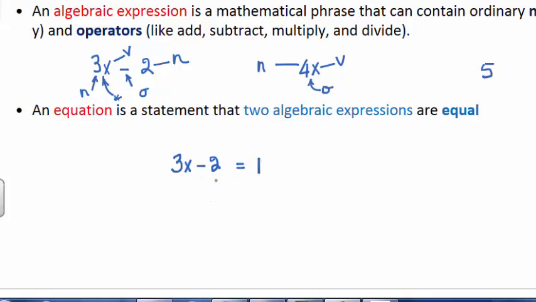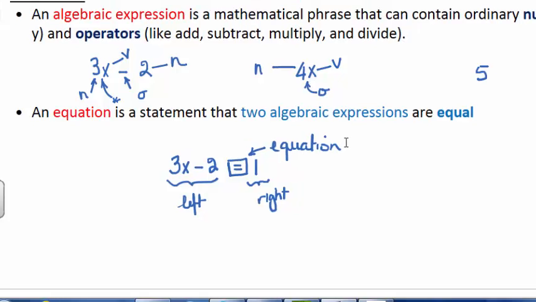Can you see the difference between this one and the first one? The first one was 3x minus 2 and there is no equal sign. As soon as I see the equal sign, we call it an equation, because there is an algebraic expression on the left side and another algebraic expression on the right side. They are equal, that's why we call it an equation. This is the difference between the algebraic expression and the equation. If we understand this, we can go to the next step.